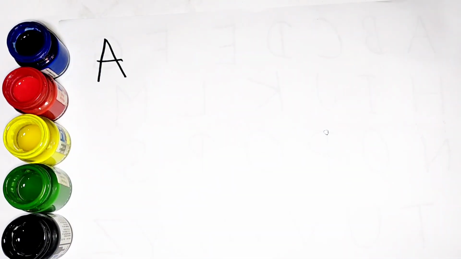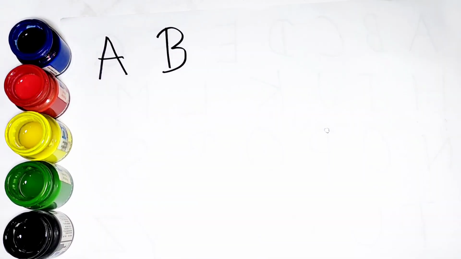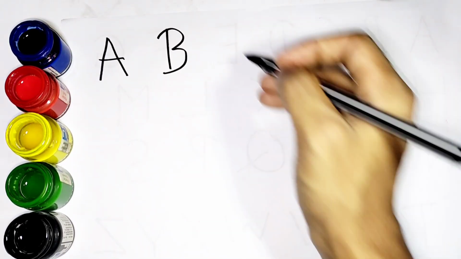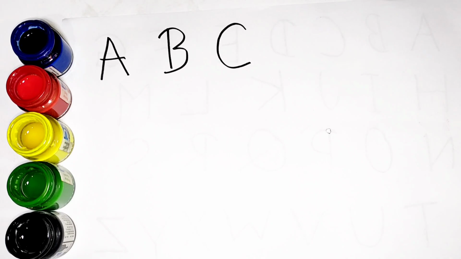First we draw the alphabet of A. A for apple, A for ant. Kids, the next one is B. B for ball, B for bat. Now we draw the alphabet of C. C for cow, C for cat.